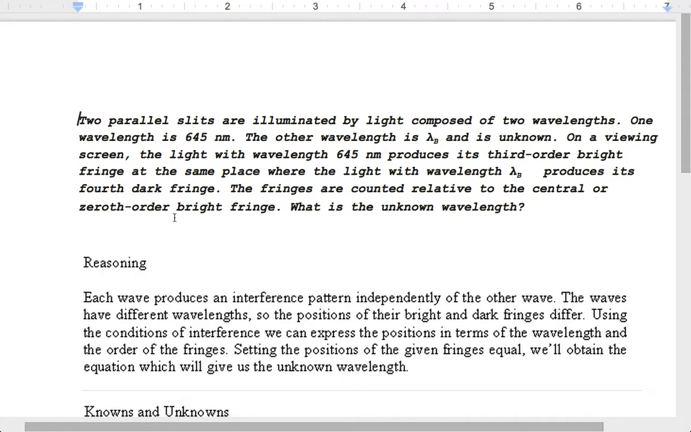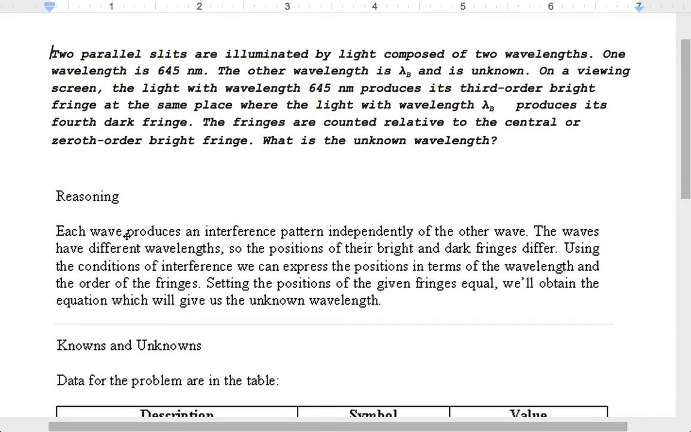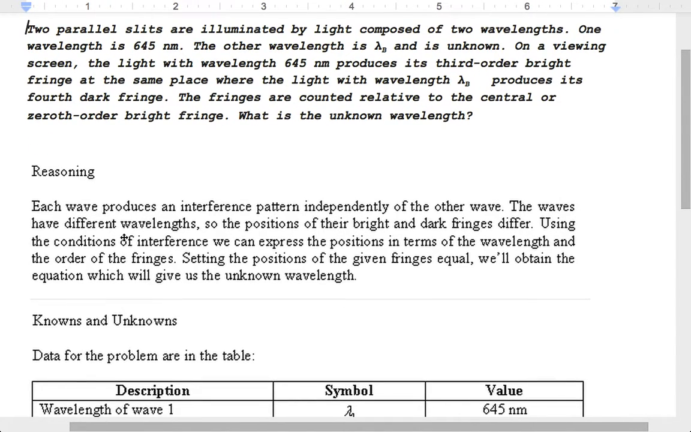So, a little bit of reasoning behind this. Each wave produces an interference pattern independently of the other wave. Since the waves have different wavelengths, the positions of their bright and dark fringes will also be different. Using the conditions of interference, we can express the positions in terms of the wavelength and the order of the fringes. And when we set the positions of the fringes equal, we'll obtain the equation which gives us the unknown wavelength. Sounds a little complicated, but let's dive right into it.